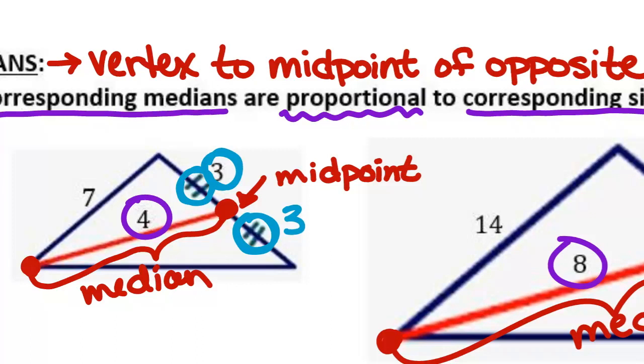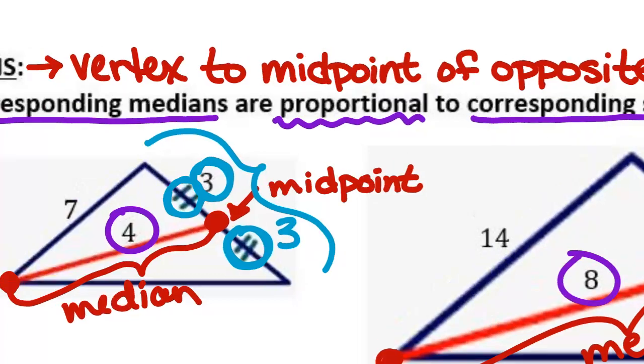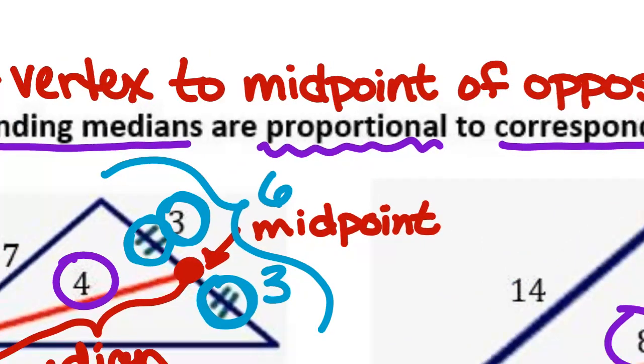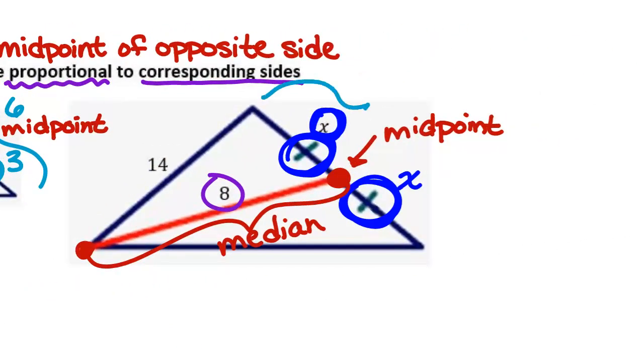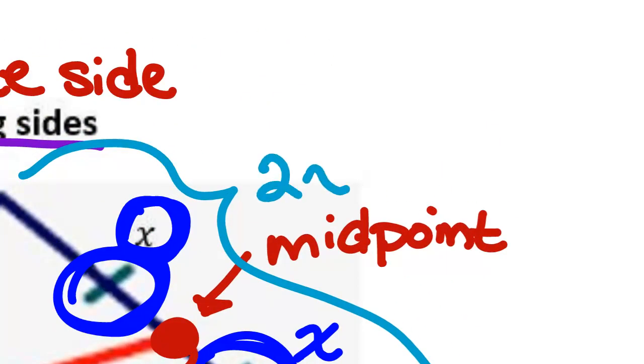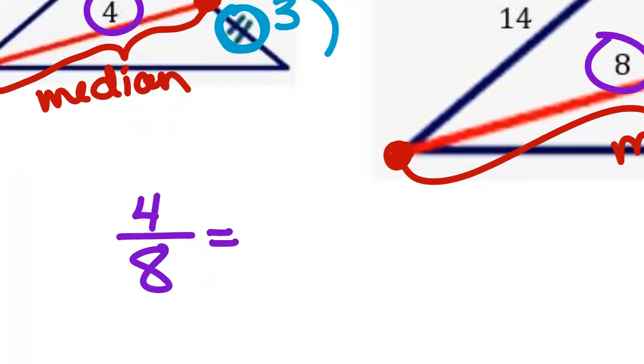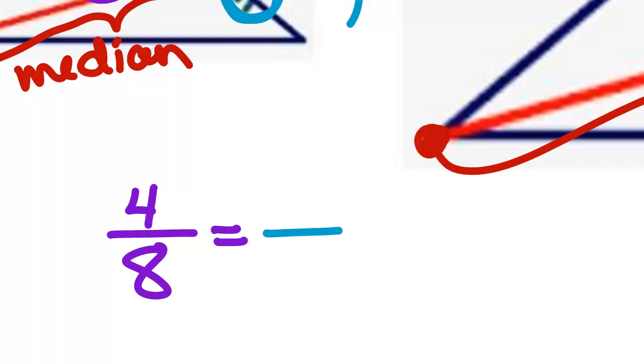Question. On this smaller triangle, how big is this entire side over here? 6. What about on the larger triangle? How big is this entire side? 2x. So my medians, 4/8, would be proportional to corresponding sides. So 6/2x.